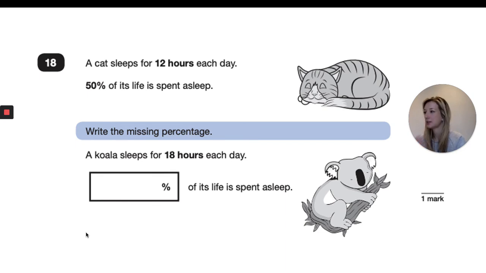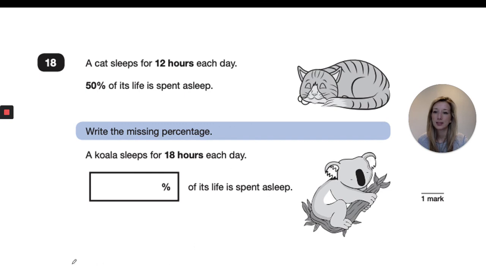Okay, how did you get on? So the way I solved it, but there's lots of different strategies you could use to solve it. So I thought, well, 50% is 12 hours for the cat. So that's 12 out of 24, which is 50%. And so 25% is 6 hours. And 18 is 12 hours plus 6 hours. So that would be 75%. So yes, that would be my answer for that one, 75% for the koala.